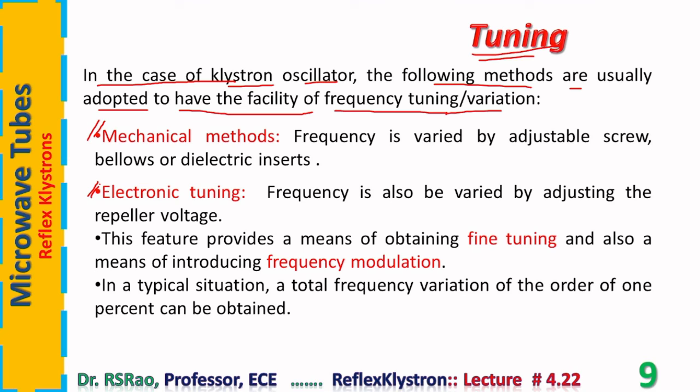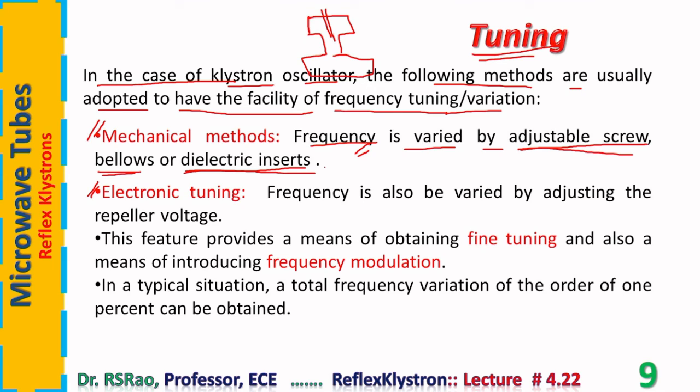What are mechanical methods? Frequency can be varied by adjustable screw, bellows, or dielectric inserts into the cavity. This is cavity. By having an adjustable screw, bellow, or dielectric inserts into the cavity, frequency of operation can be varied. These methods fall under the category of mechanical tuning.